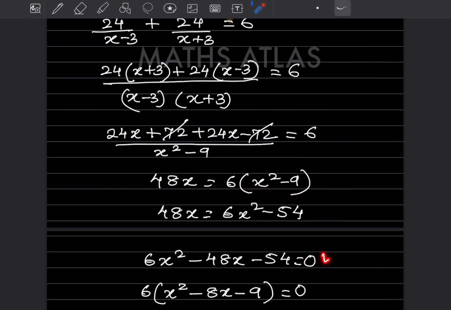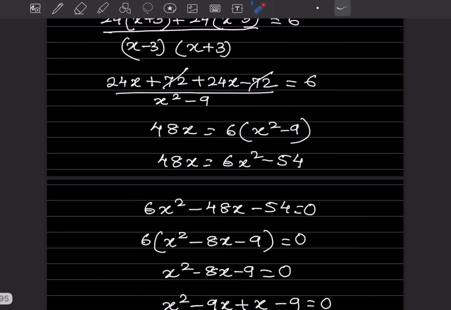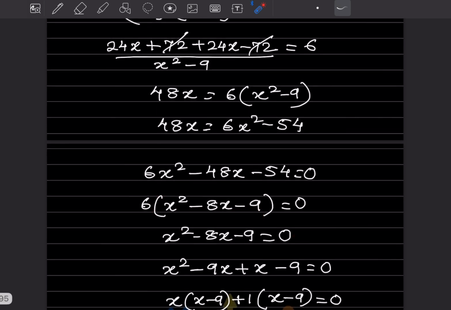Hope this part is clear. Now we can write 6 as common, or you can do it separately; both are the same. I have taken 6 common here. What remains is x square minus 8x minus 9, equal to 0. On the other side, 0 divided by 6 is going to be 0, because the multiplication goes to the other side and gets divided. So that 6 is gone.